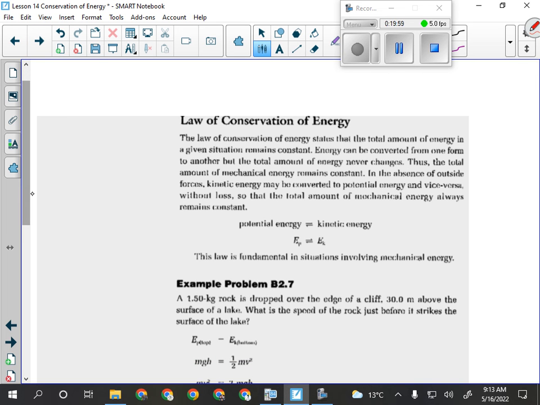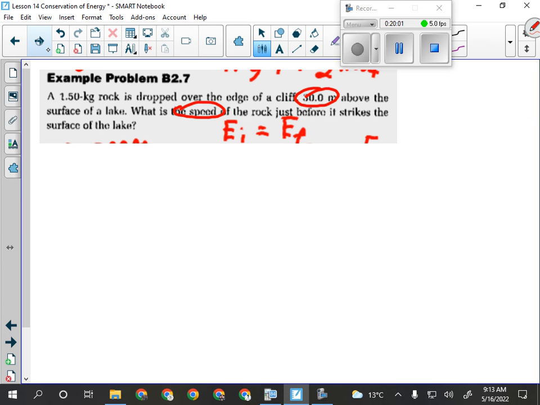I have a 1.5 kilogram rock. I think I have it on the next one here. A 1.5 kilogram rock is dropped over the edge of a cliff 30 meters above the surface of a lake. What's the speed of the rock just before it strikes the surface of the lake? What are our givens here?